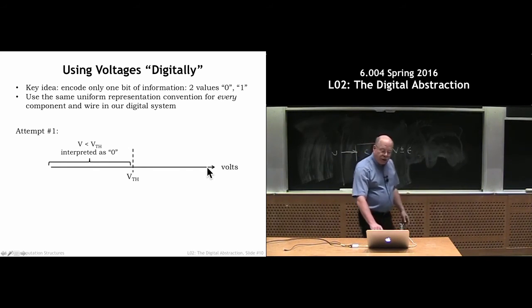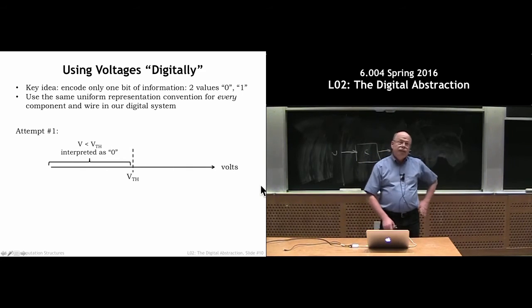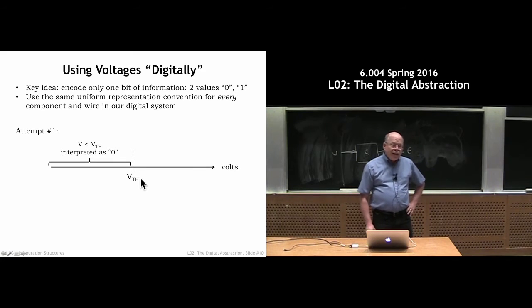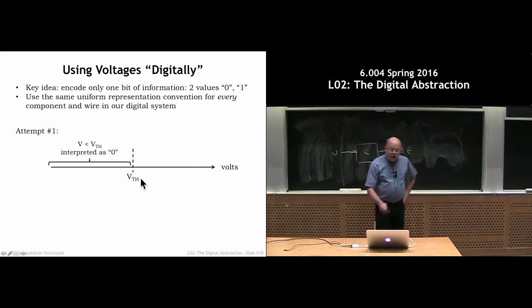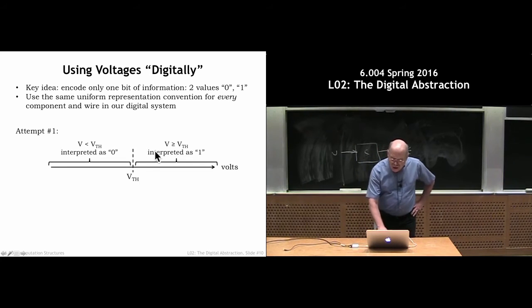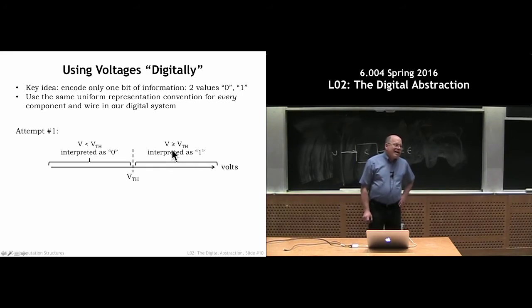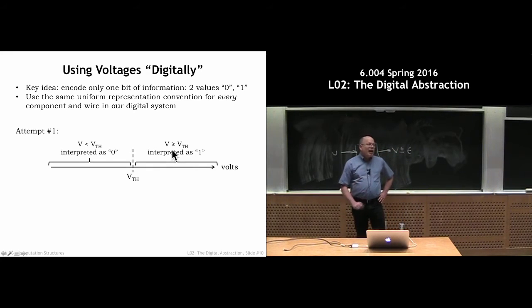Okay, so attempt number one, suppose I just pick a threshold voltage. I have a range of voltages I can represent, and I put a threshold voltage in the middle, and I basically say, look, anything less than that threshold voltage is a zero. And mathematically, I've even taken care of the boundary condition: everything greater than or equal to that threshold voltage is a 1. So how is that as a definition?